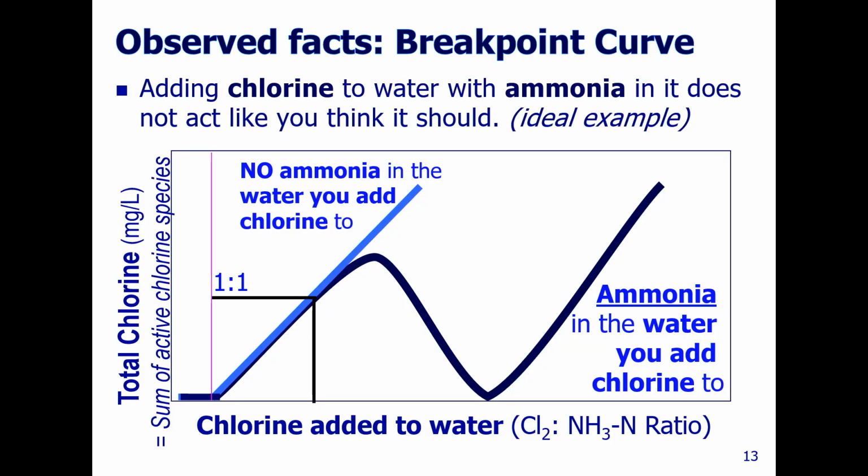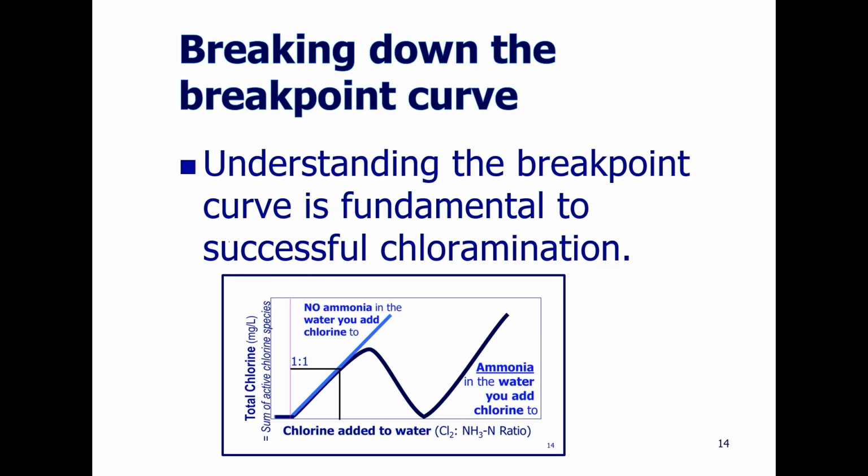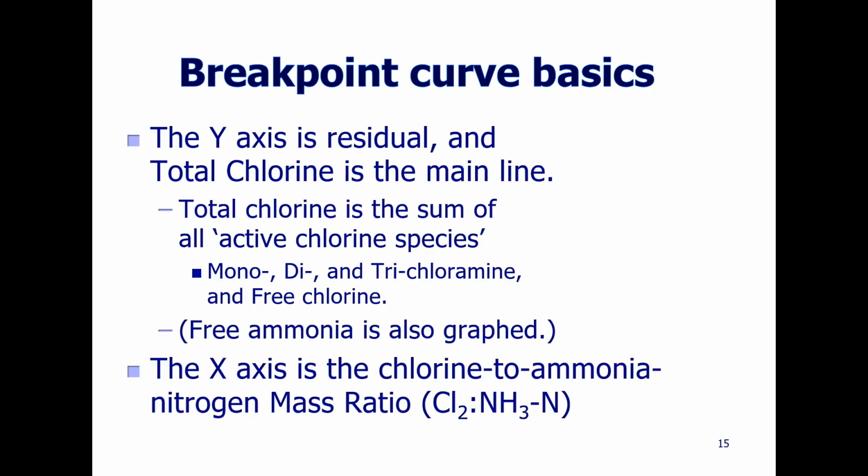But this was total chlorine, and that was the method they had at that moment in time. And so there was a lot of folks trying to figure out what was going on. So understanding that breakpoint curve is key to figuring out what's going on with chloramines. So let's talk real quick about the x-axis and y-axis on that breakpoint curve. The y-axis, of course, is residual, and we've just put total chlorine on that breakpoint curve so far. That's the main line we talk about.